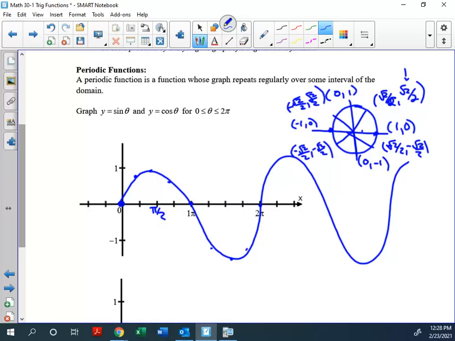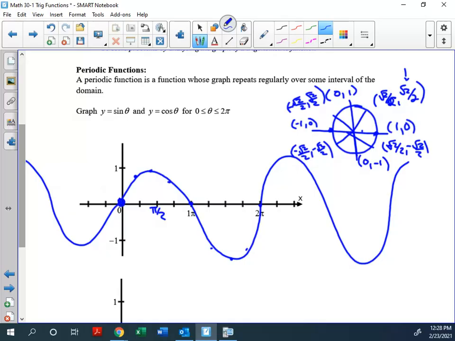Does this go on forever? Does it go backwards as well? Could I go this way? Can I have negative angles? 100%. So that, not really done really well as I continued. That's my sine curve. Okay?